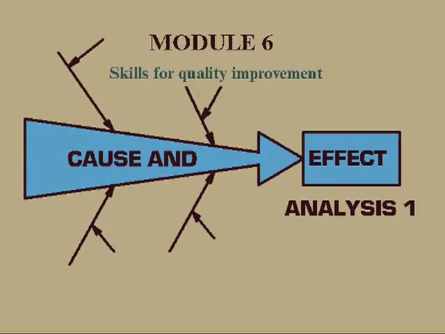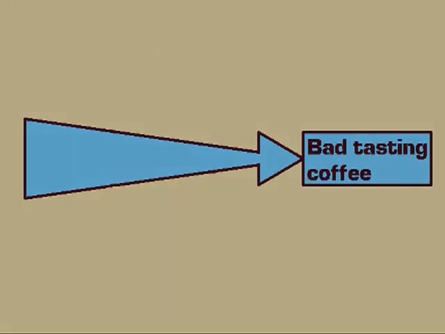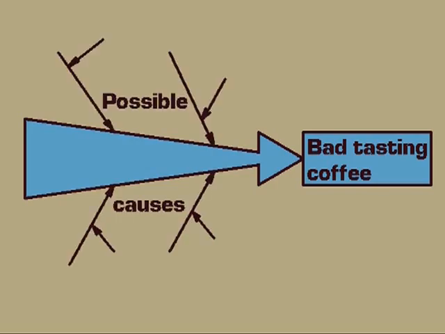Cause and effect analysis can be used in many ways, but its primary purpose is to help you solve problems. The problem is the effect. Whatever brings about that effect is the cause. The cause and effect technique will speed the identification of the true cause or causes so that corrective action can be taken. The effect is stated in the box on the right-hand side of the chart. An example many of us may be familiar with is bad tasting coffee. All of the possible causes are listed to the left.